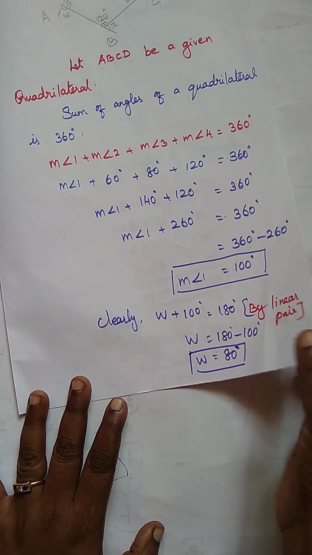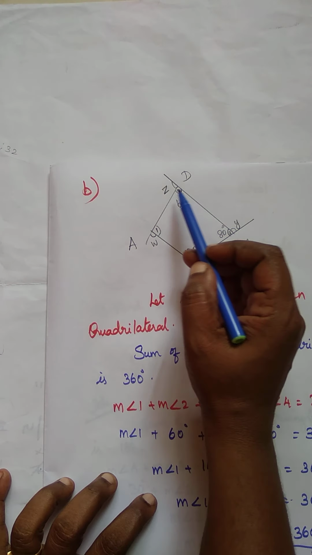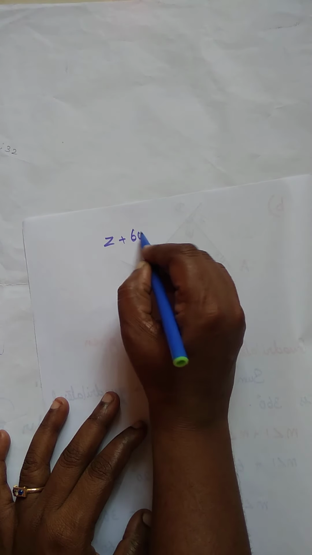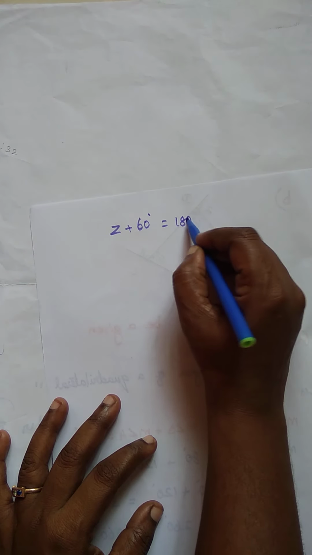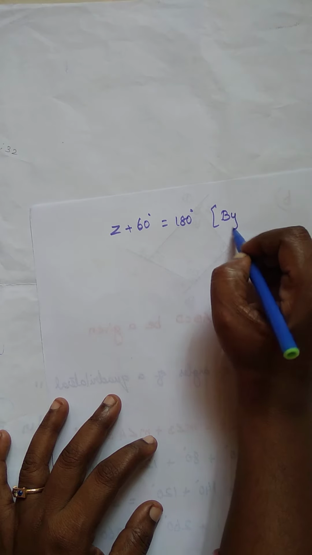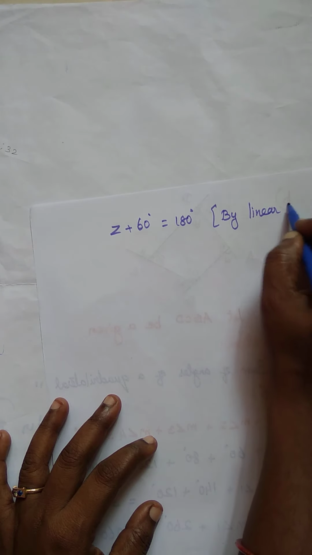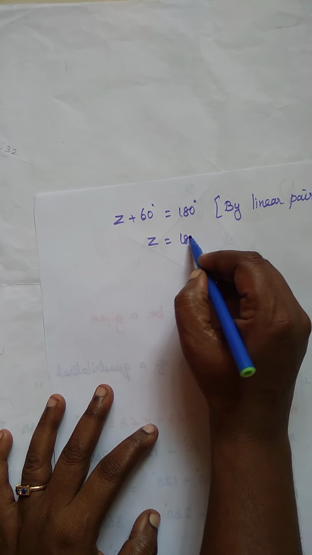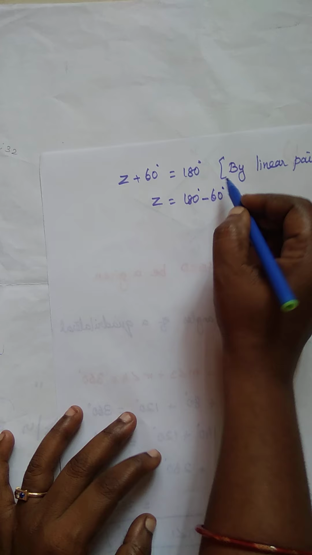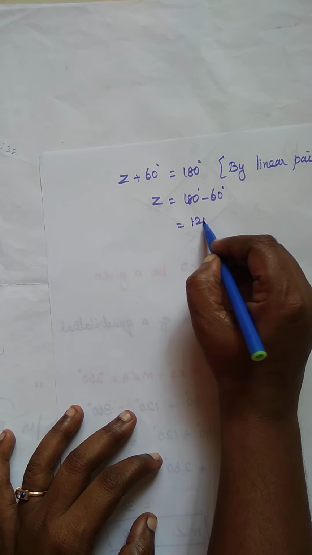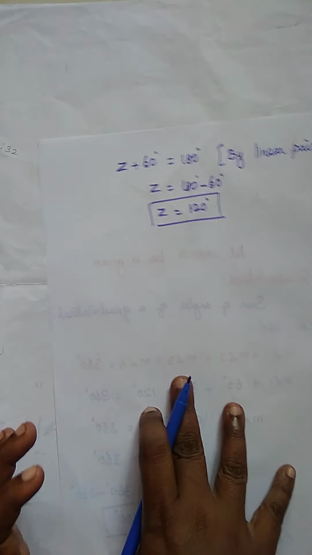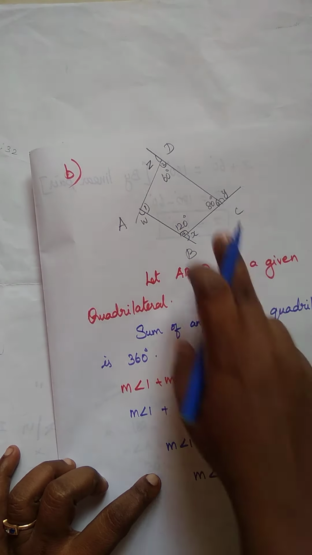In the same method we find out z plus 60 degree is equal to 180 degree. Reason: by linear pair, the same model only. So z is equal to 180 degree minus 60 degree. We get 120 degree. So angle z is 120 degree.